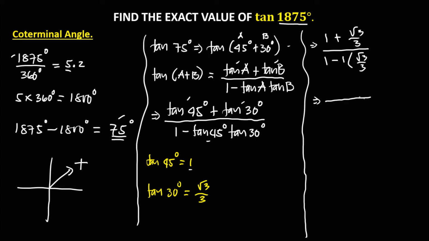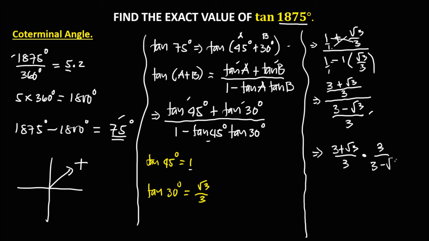Then simplify. We can apply cross multiplication: 1 times 3 is 3, plus 1 times square root of 3 is square root of 3, over 1 times 3, which is 3. And the denominator is 3 minus square root of 3, over 3. Then to simplify, we can multiply by the reciprocal of this denominator. So 3 plus square root of 3 over 3 times 3 over 3 minus square root of 3. Then we can cancel the 3. So we have 3 plus square root of 3 over 3 minus square root of 3.